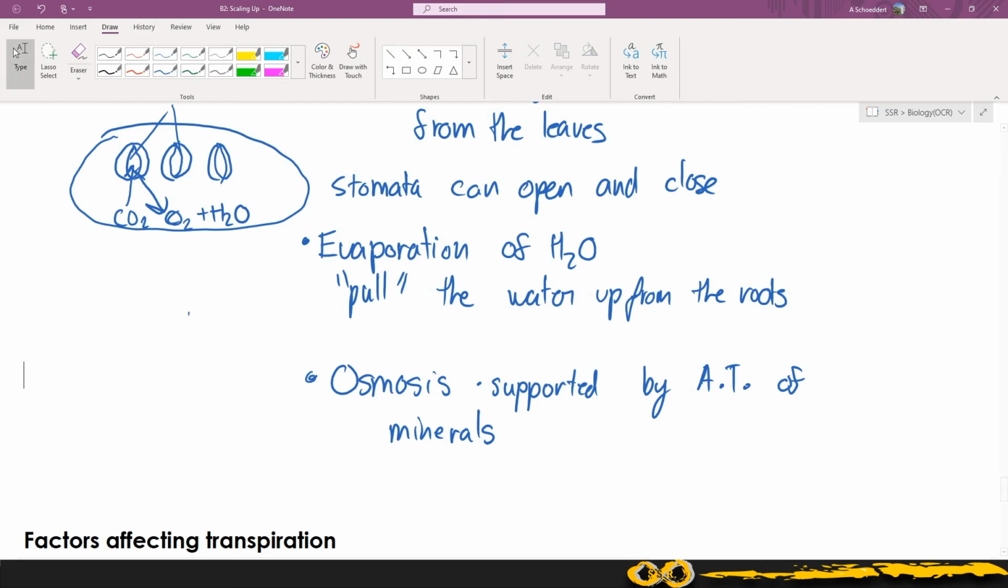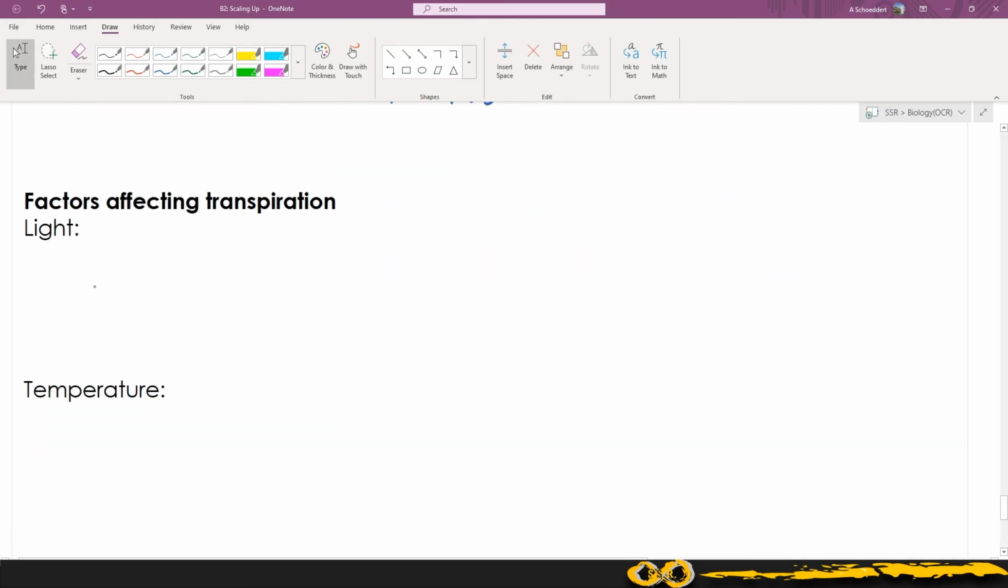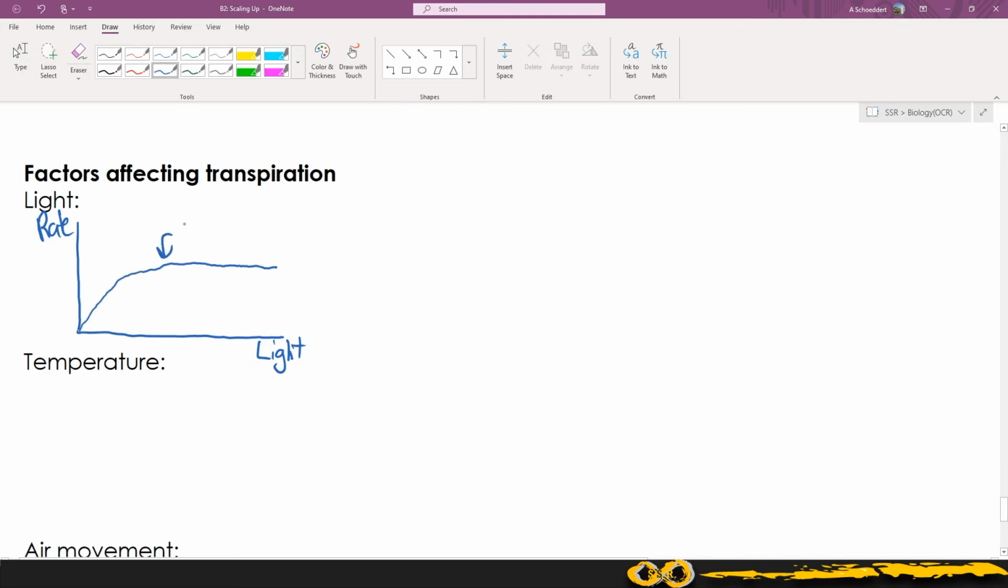There are a number of different factors that will affect transpiration, and we can look at the rate of transpiration as a function of increasing or decreasing that factor. If we look at light, as you increase the light intensity, more stomata will open and more water will evaporate. That is to say, more transpiration will happen until all the stomata are open, at which point there will not be any effect from having more light intensity because no more stomata can open.